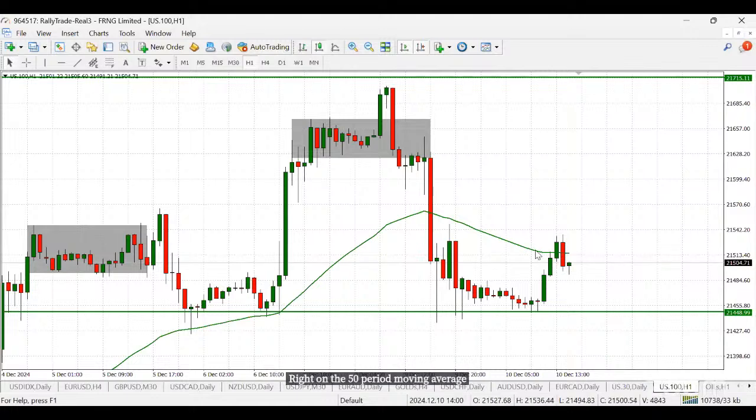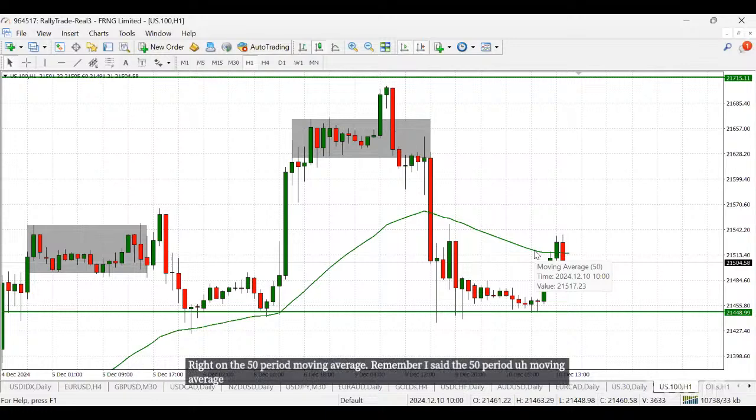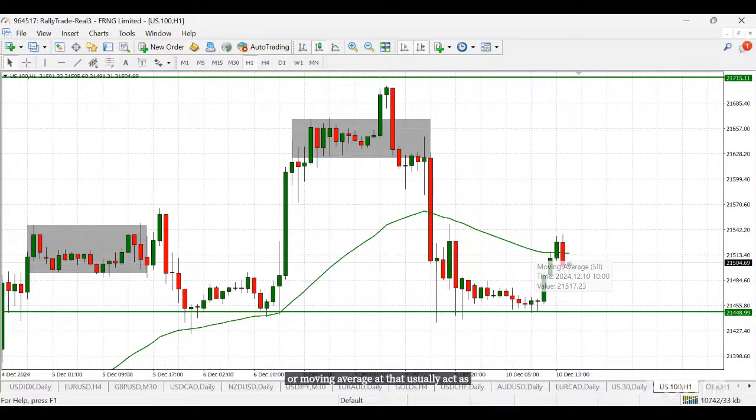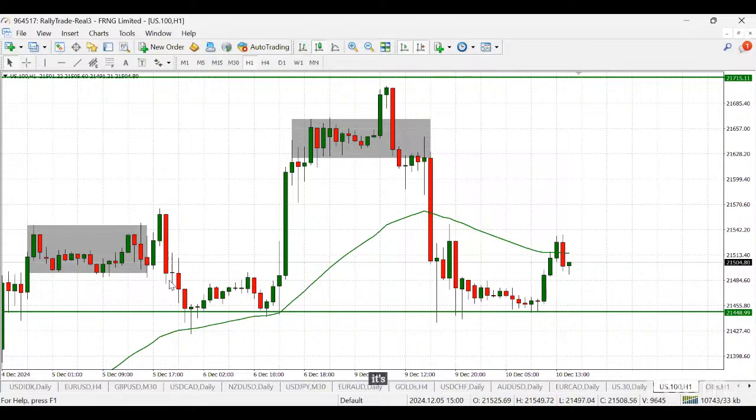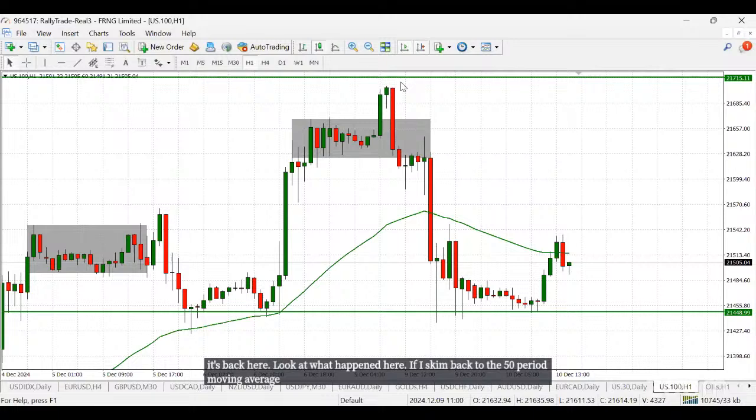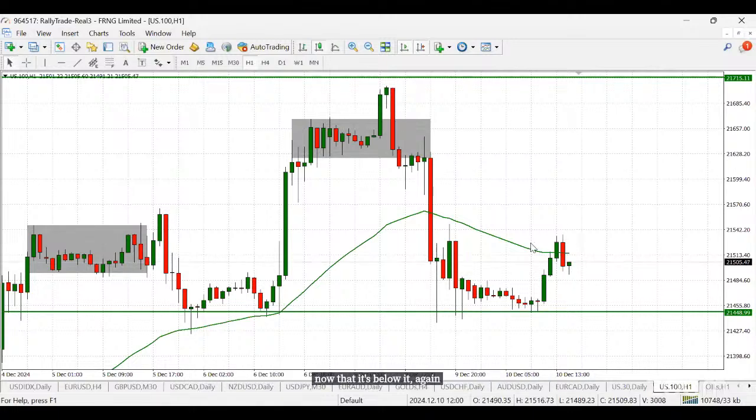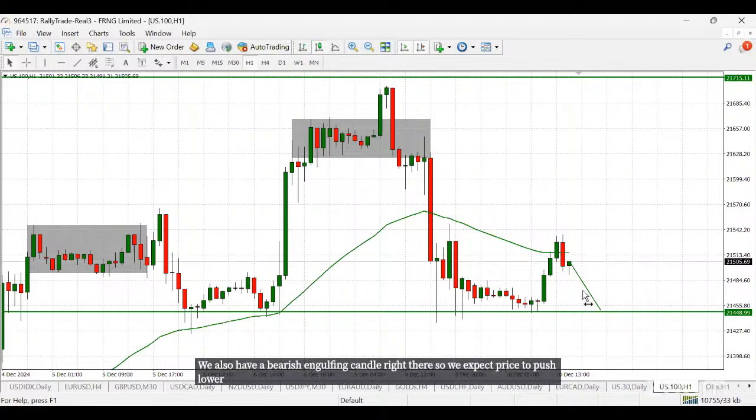Remember I said the 50 period moving average usually acts as a magnet for price. Now it's back here. Look at what happened here. Price came back to the 50 period moving average, and then we got a push higher from that level. Now that it's below it, again, we got a push back to the 50 period moving average. We also have a bearish engulfing candle right there. So we expect price to push lower from that level.